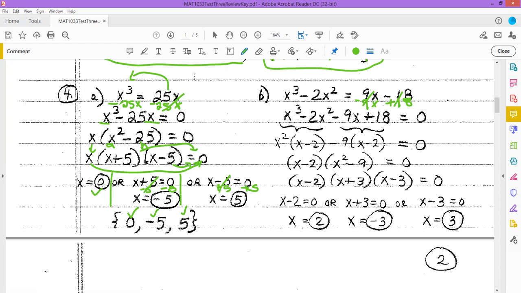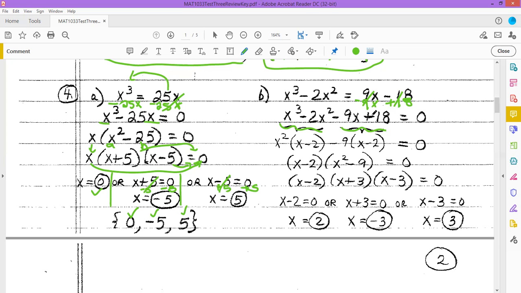We're going to solve by grouping. Remember, you only use this grouping method when you have 4 terms. So we group together the first 2 terms, we group together the second 2 terms. And from these first 2 terms, we can factor x squared. When we factor x squared from x cubed, we get x in parentheses. And when we factor x squared from minus 2x squared, we get minus 2 in parentheses.